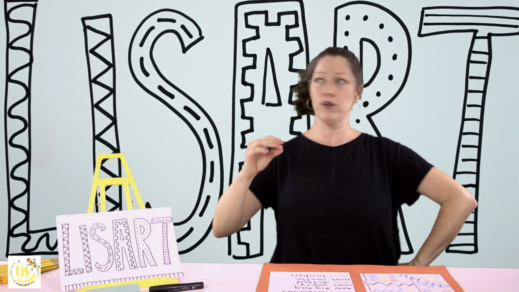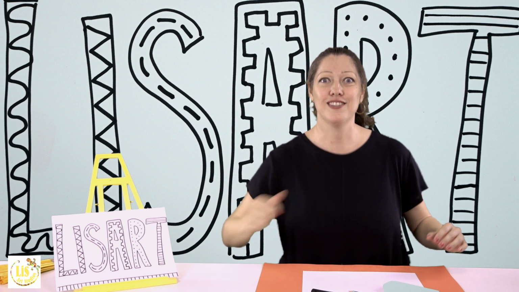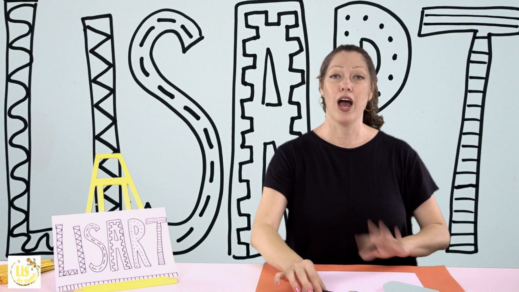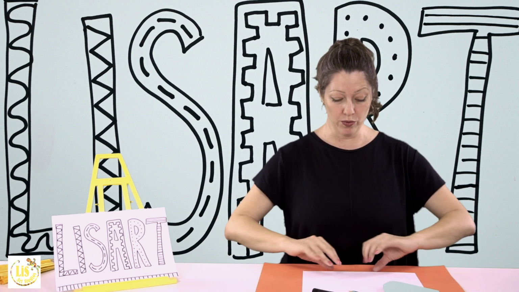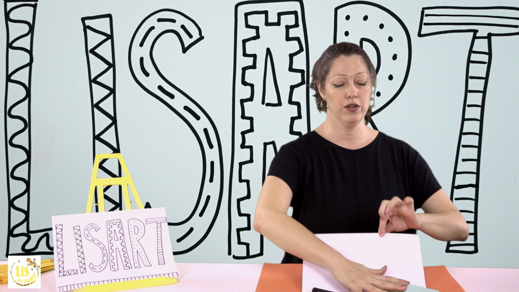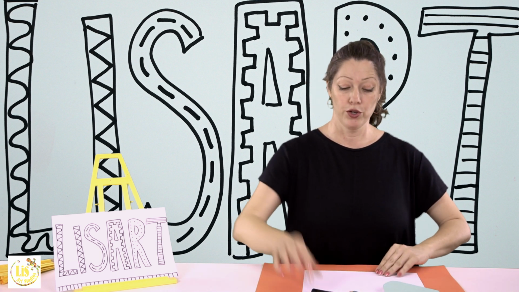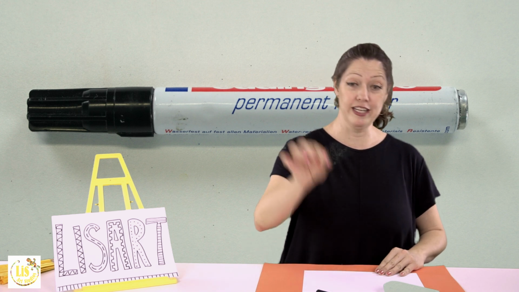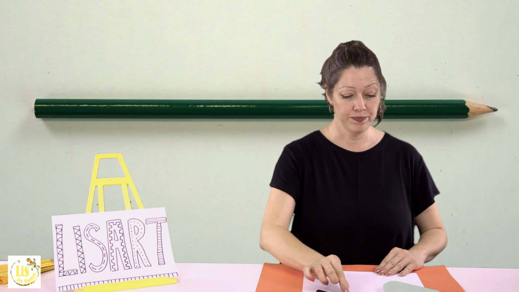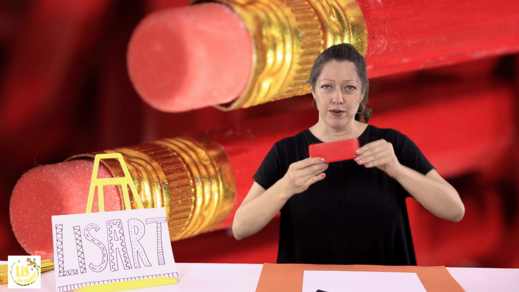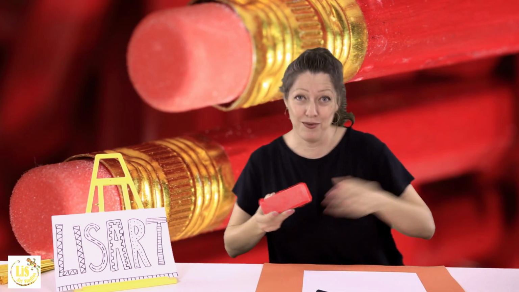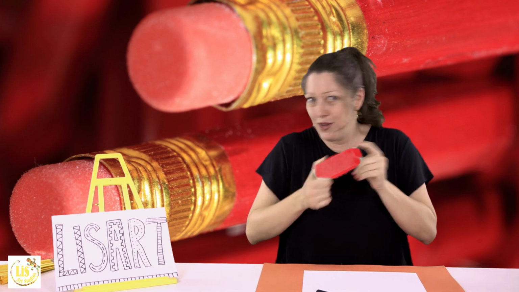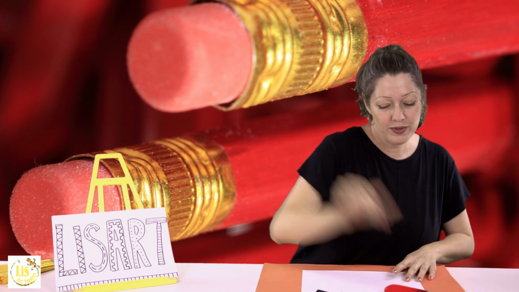I need some paper. Where's my paper? So here's my paper. I'm going to need a white piece of paper. You're going to need a white piece of paper too. You're going to need a permanent black marker, a pencil, any type of pencil is fine, and a big fat rubber. No, not really. You could use any type of rubber. I just have this big fat rubber that was given to me, so I'm going to use it.